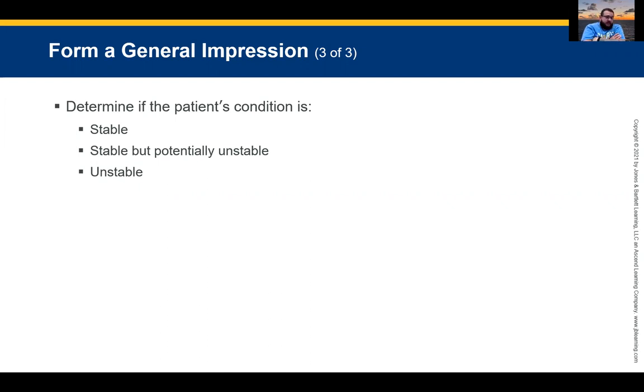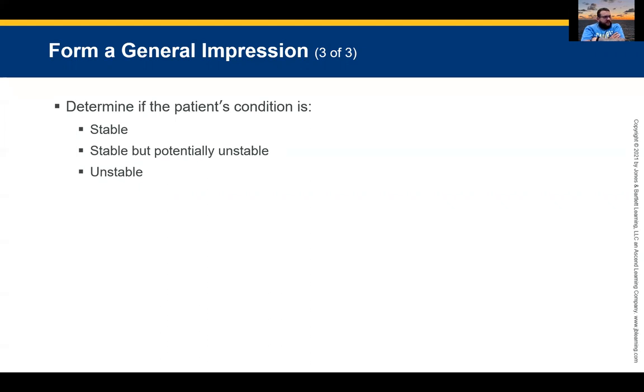Stable is all of us sitting right here. We're all stable. Stable but potentially unstable means, if we don't give this guy some oxygen, he's going to end up crashing. So I'm going to rule him kind of stable but unstable. We need to keep an eye on him.